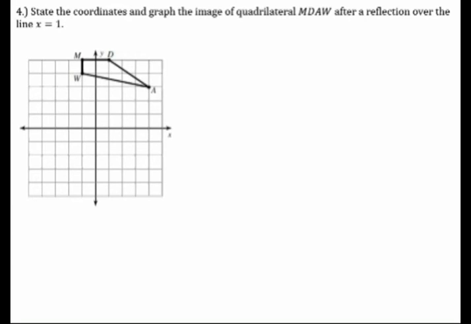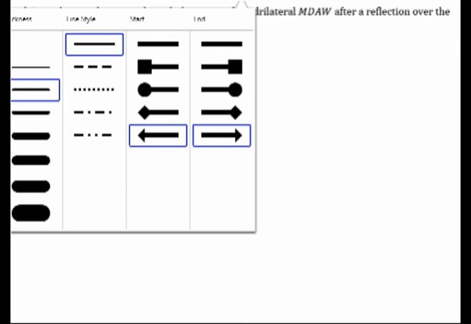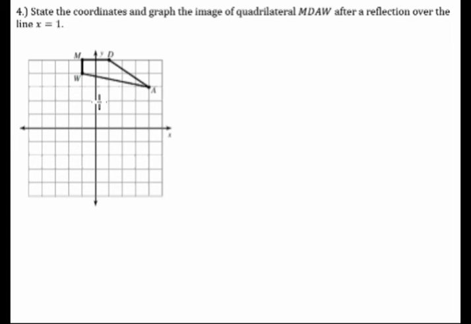Next, we want to state the coordinates and graph the image of quadrilateral Madá after a reflection over the line x equals 1. So we need to figure out where is x equals 1. Well, it's going to be a vertical line intersecting the x-axis at 1. Now, in order to do this, it's simply going to be counting from the line of reflection. Now, see how D is on the line of reflection? That means D prime is going to be in the same place, so we can label it here, and that is 1, 5.